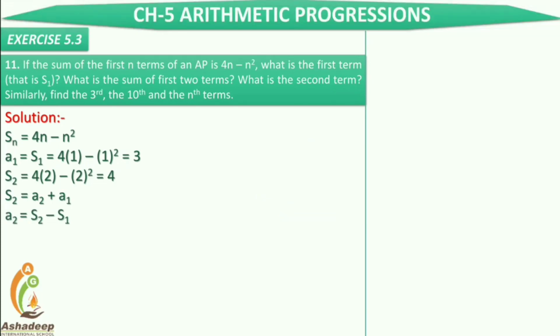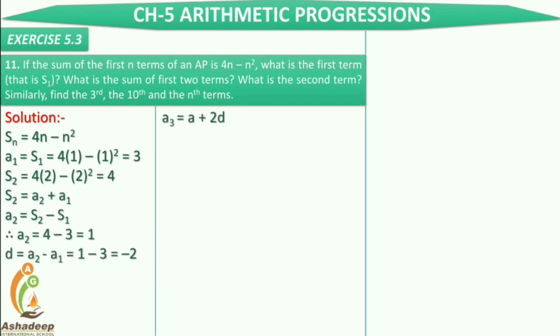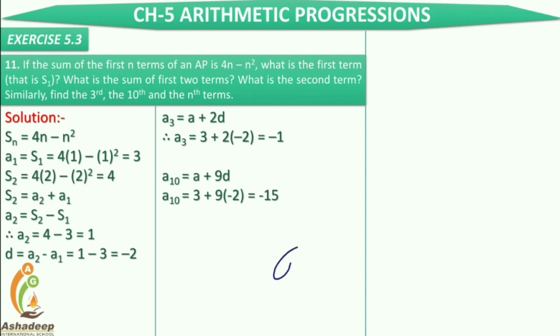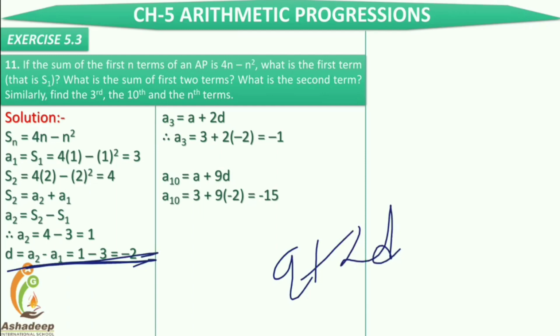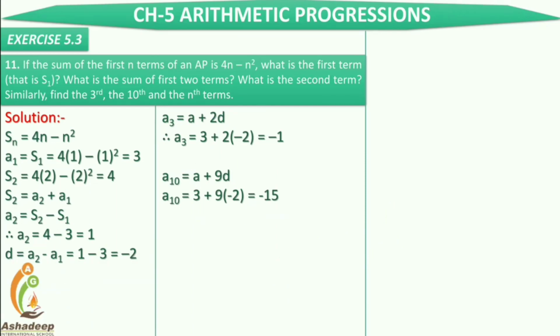See, A2 is equal to S2 minus S1. So A2 is equal to 1. D is equal to minus 2. Then A3 is equal to A plus 2D, and we will find out A10 similarly. See, we have found the D over here, right? Now with this value, we can simply put it here and we'll get the answer.